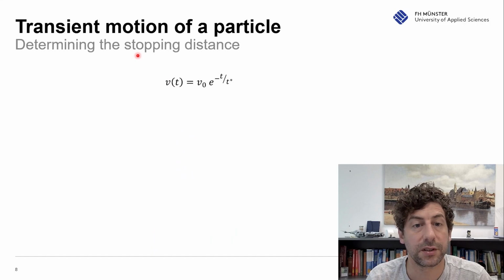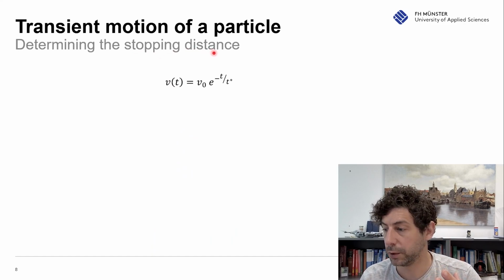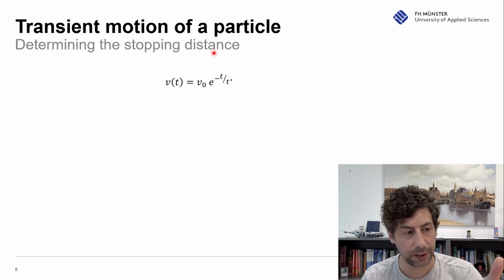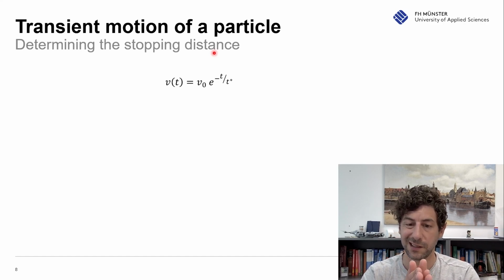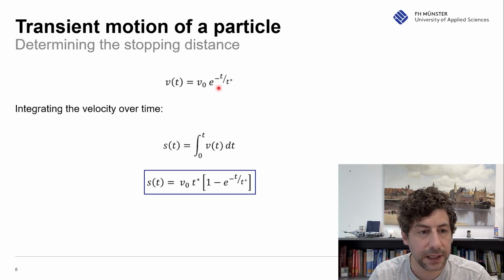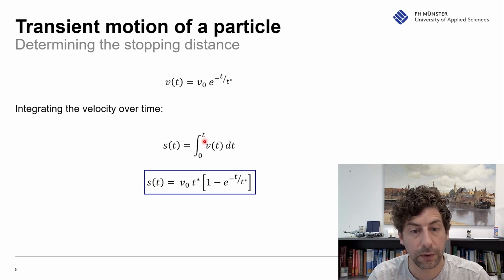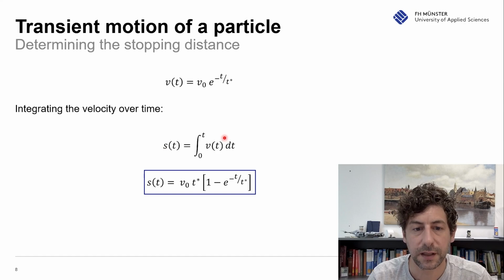And then there is also the stopping distance. One question is, okay, how much time would a particle need to go from starting velocity to 0 velocity? And the same question is, what is the distance the particle travels in this time? Therefore we take the equation we derived, and we just need to integrate it over time, because if you integrate the velocity over time, you get the distance, and also there you will find a standard solution for this equation. And then we have the solution.